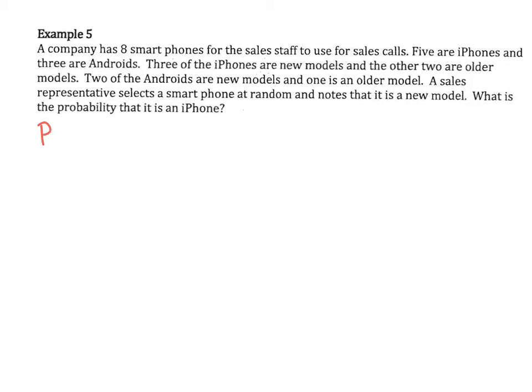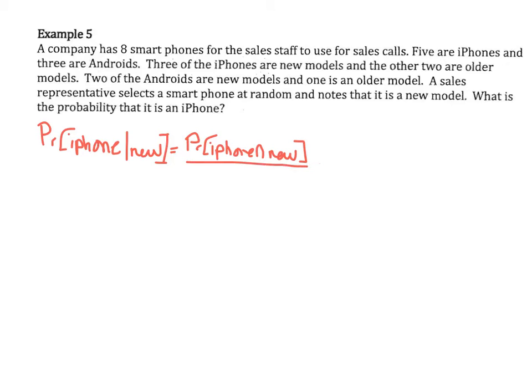Remember, the question is always the first thing. And he already noted that it's new. So our given probability, or our conditional probability, is going to be the probability that we have an iPhone and it's new, divided by the fact that it's new. Alright, so we have our formula. The trick is to get the numbers in the right place and what numbers to use.